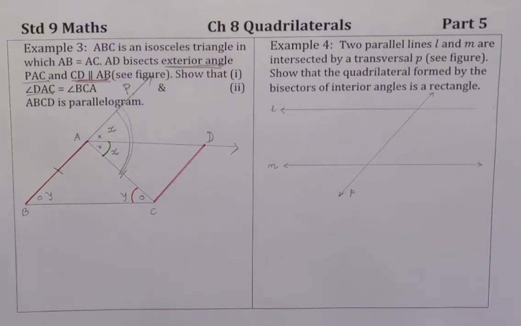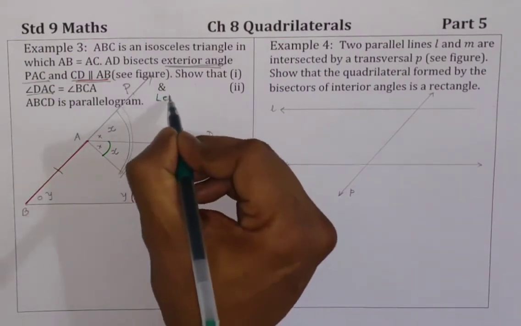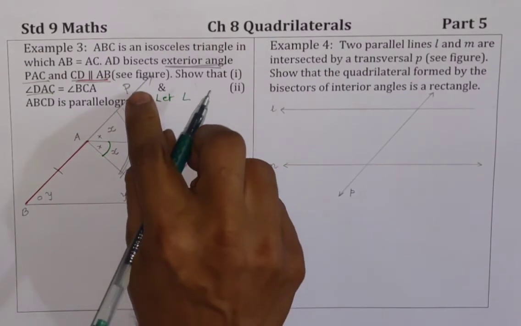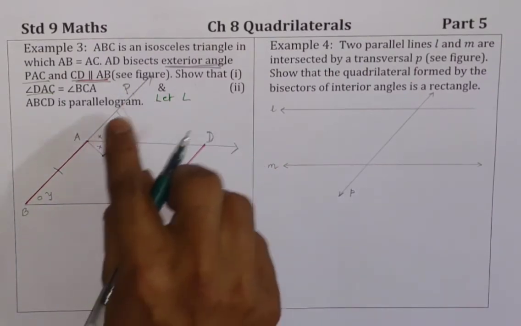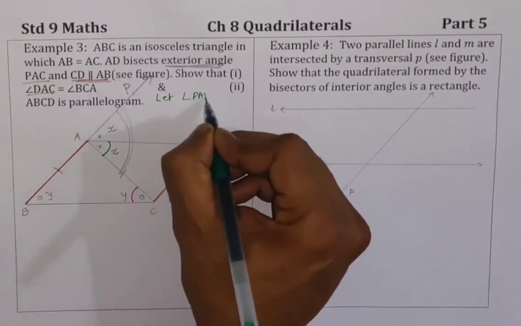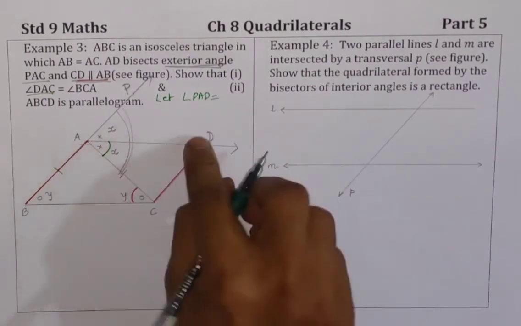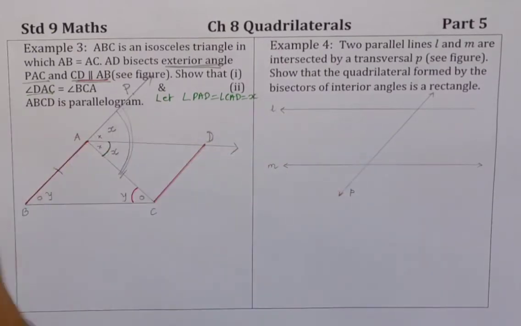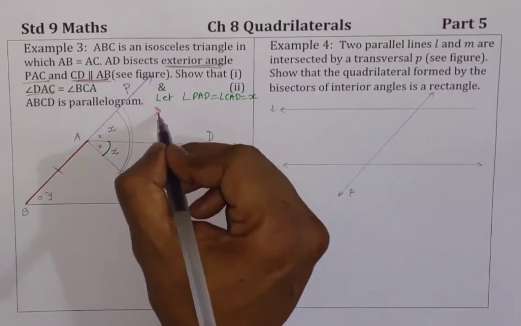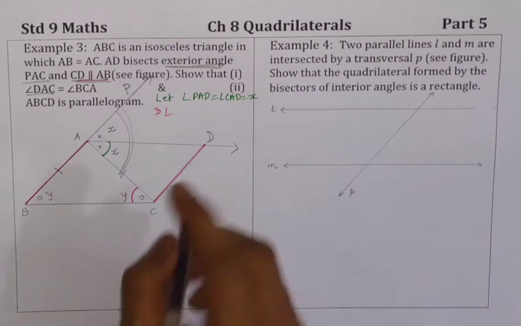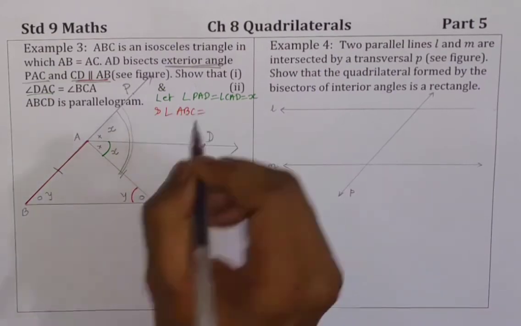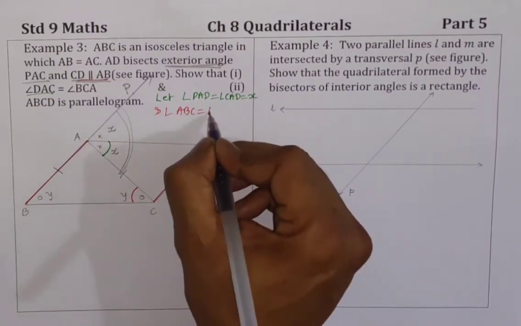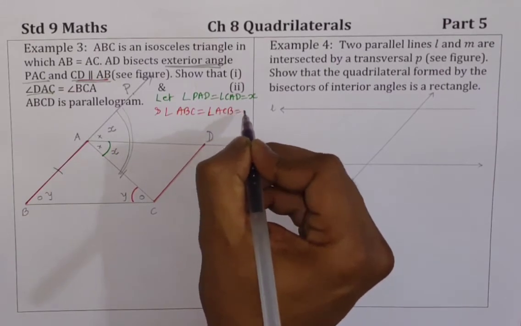Alright children, first let me write here: let angle PAD equal to angle CAD equal to X, okay, and angle ABC equal to angle ACB equal to Y.